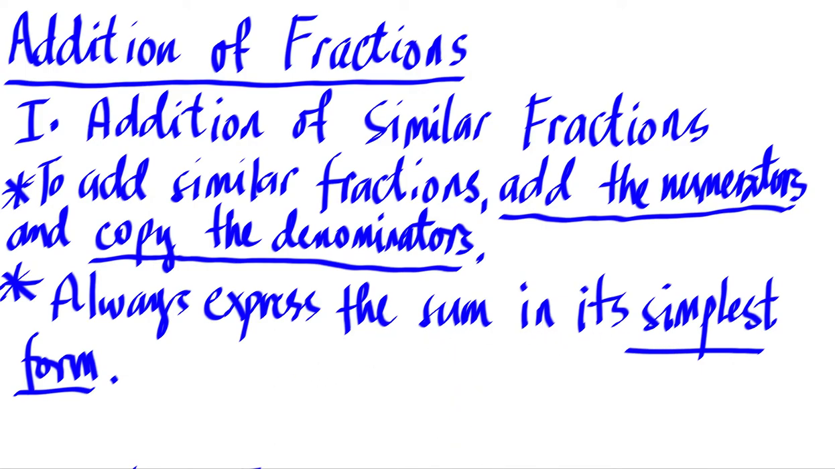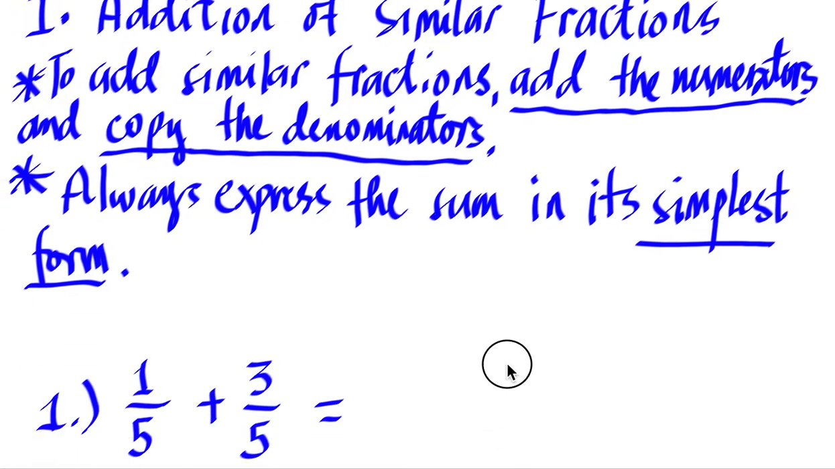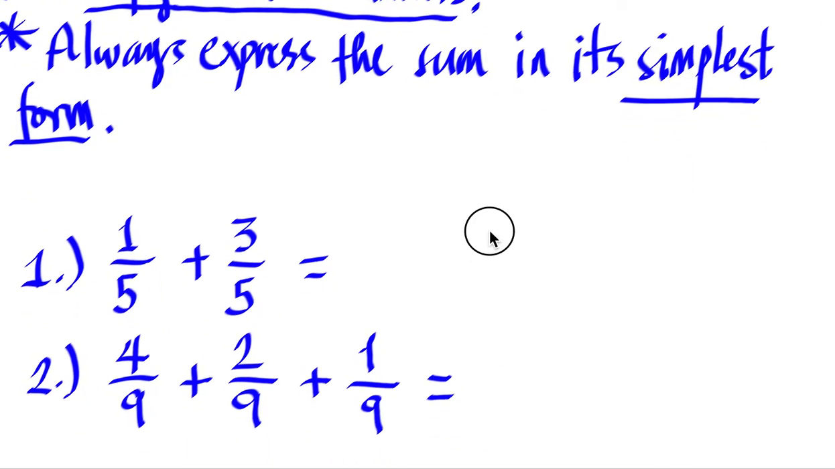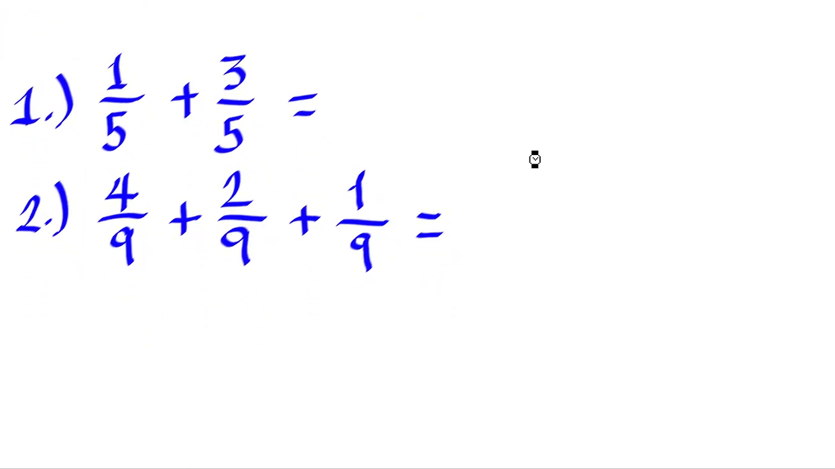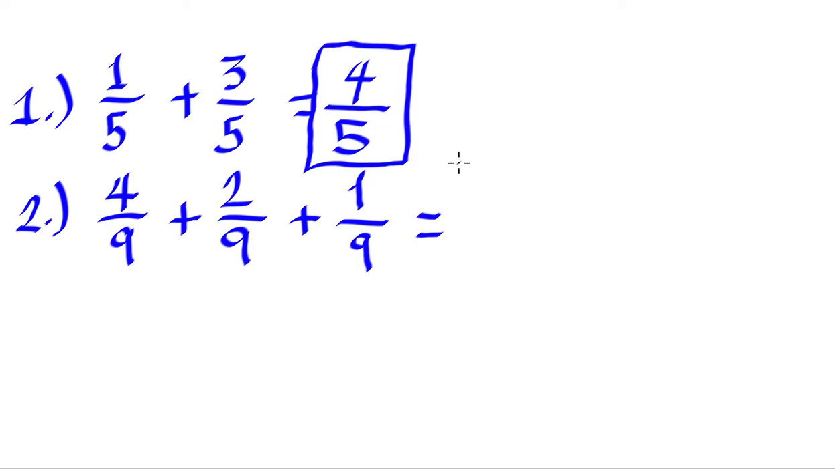Now, to give you an example, let's have this example over here for number 1. Again, add the numerators, copy the denominator. So we say 2 plus 3 is going to give us 5. Copy the denominator, which is 5. Is this in the simplest form? That is, can this be simplified more? No, because we cannot simplify it. And this is our answer, 4 over 5.